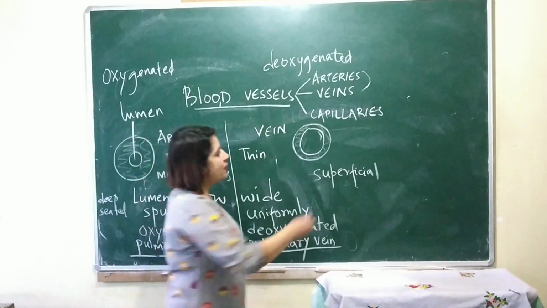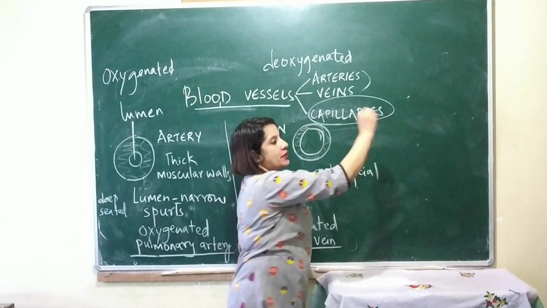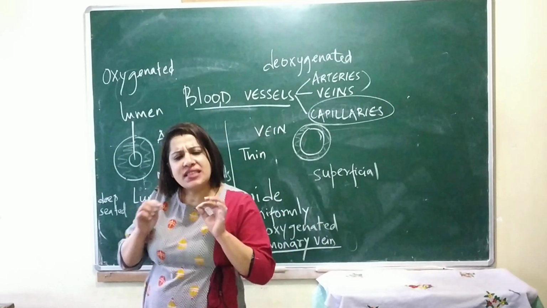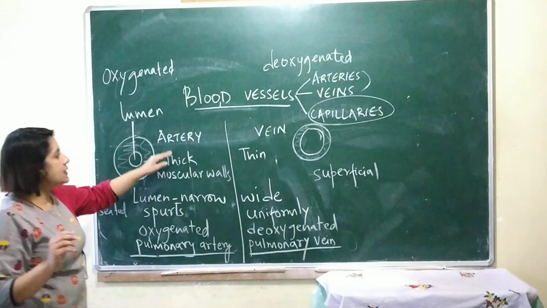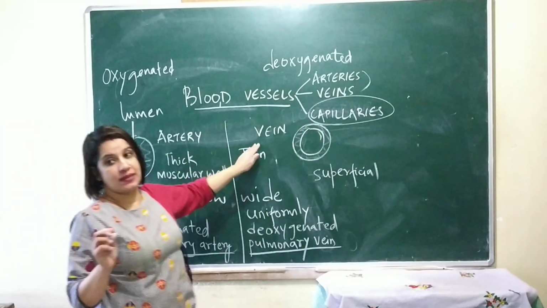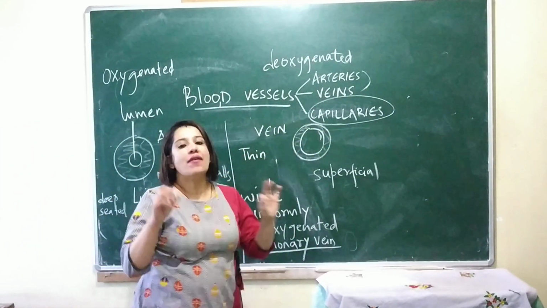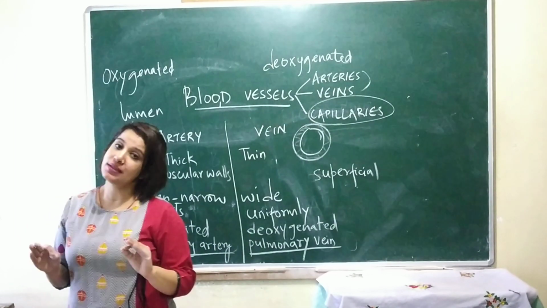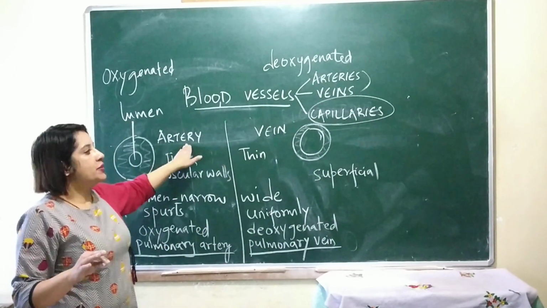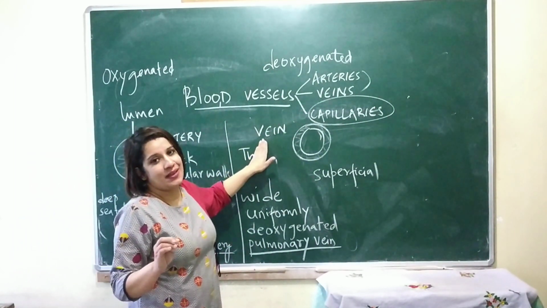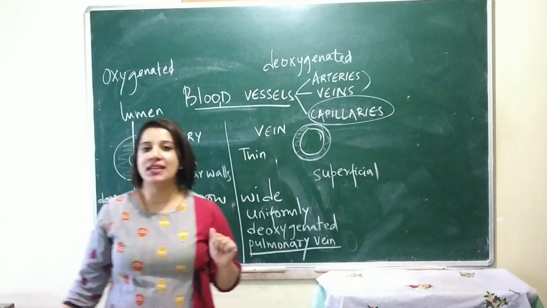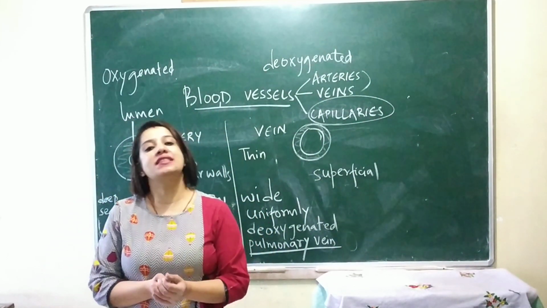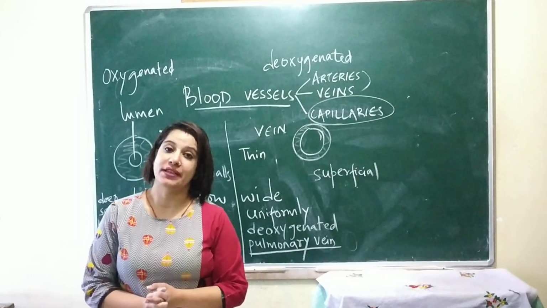Now the last type of blood vessels are capillaries. Capillaries are very fine blood vessels which connect arteries and veins. So I hope you understood the different types of blood vessels in our body. Thank you.